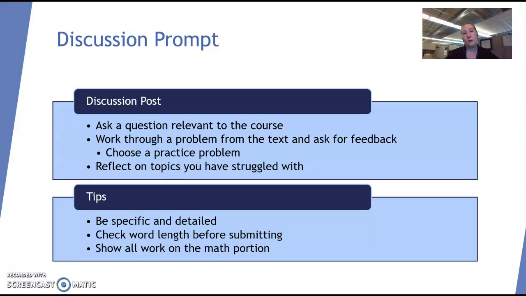You need to work through a problem from the text and ask for feedback. So I recommend choosing a practice problem on one of the topics that you have to study for the exam. So that way you can work through it. Make sure you show your work. So use the equation editor in the discussion forum. There is a button for that. And type up your work so that you can get feedback and you can learn from your mistakes from your classmates. And then reflect on topics that you have struggled with.